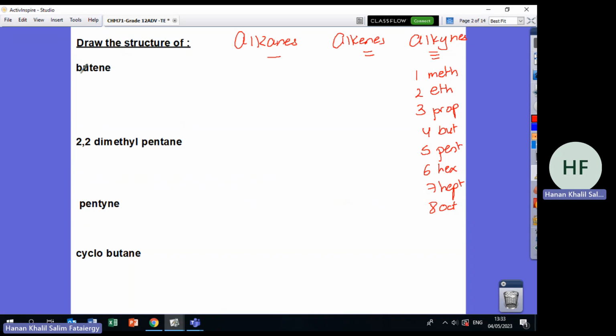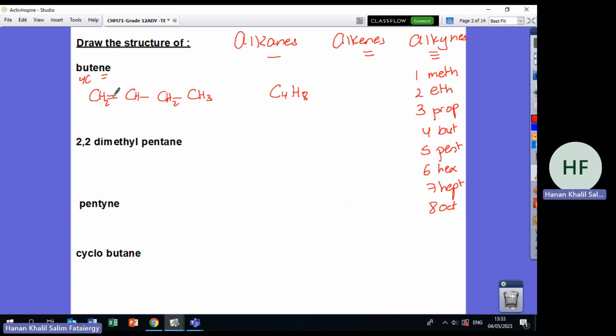Now, when I say butene, but means 4 carbons, and en means a double bond. So how will I draw it? I will draw it simply by drawing 4 carbons. Now, one of the bonds will be double. I can put this one as a double bond. Now this one needs 2 H's, here 1 H, 2 H's, and 3 H's. Now, the formula of this is C4H8.